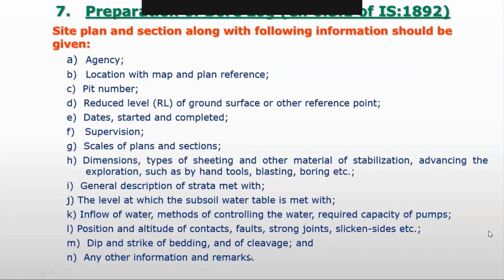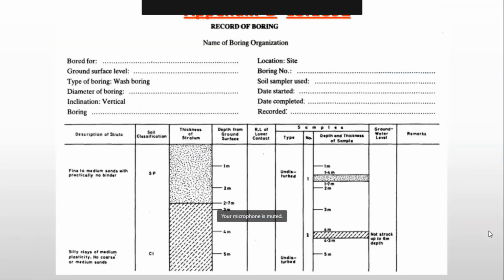So I will show you a boring record. This is a sample boring record. What has not been mentioned here should have been mentioned. These are the soil classification, and these are the locations where the samples have been taken. This has been mentioned: soil classification, sampling, depth of bore. Here they have not mentioned the strength. The next borehole log, I will show you.